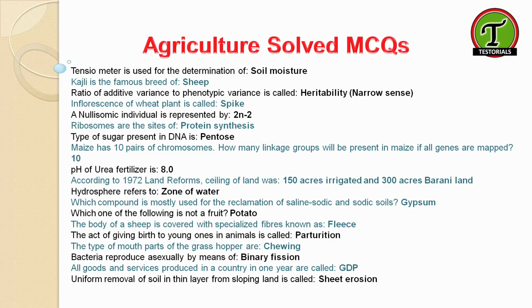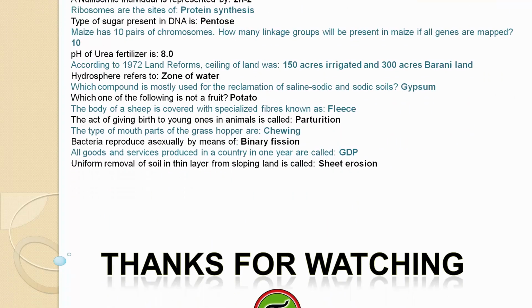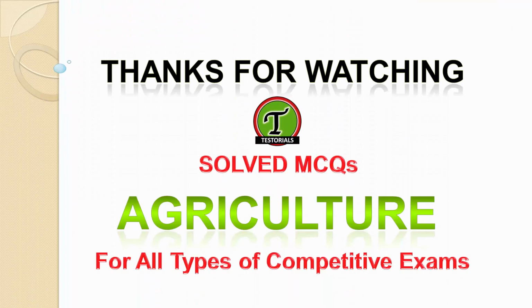196. The type of mouth parts of the grasshopper are chewing. 197. Bacteria reproduce asexually by means of binary fission. 198. All goods and services produced in a country in 1 year are called GDP. 199. Uniform removal of soil in thin layer from sloping land is called sheet erosion.